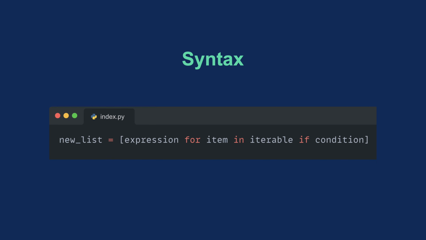So the expression keyword, this is the value or transformation to include in the new list. Then for item in iterable, this one iterates over each item in a given iterable like a list, range, or string. So the word iterable will be replaced by either a list or range or a string, anything that is iterable. Then if condition, this one is optional but filters items based on a condition.